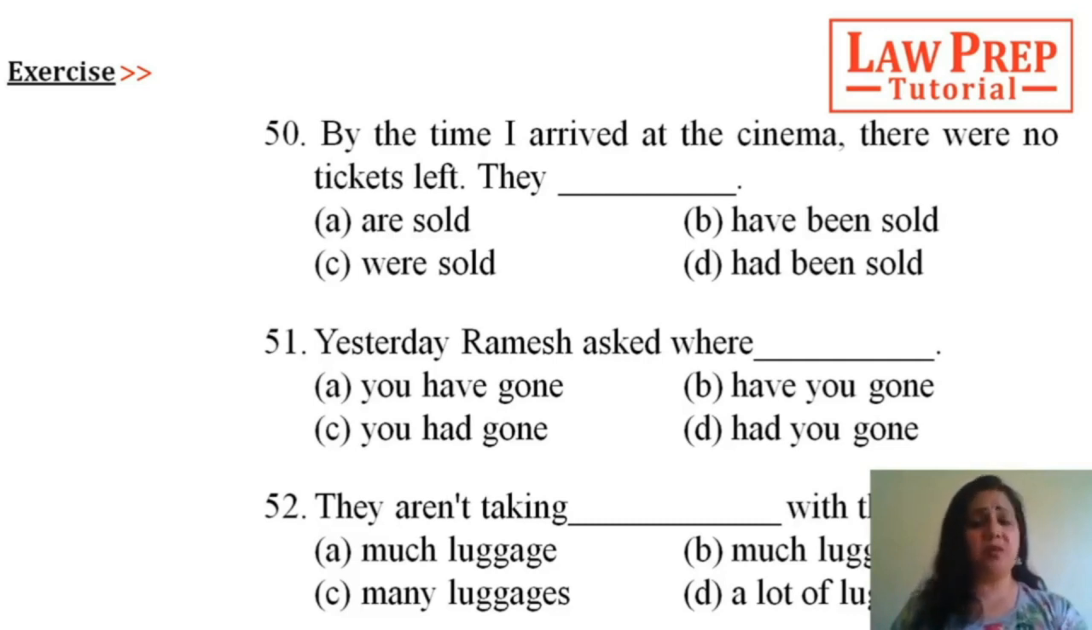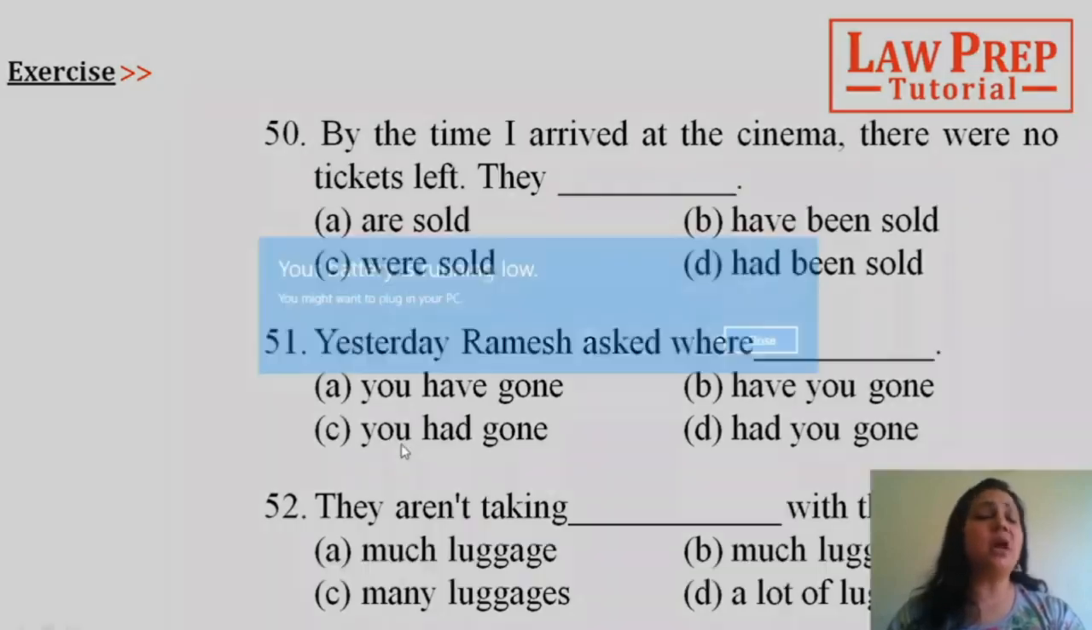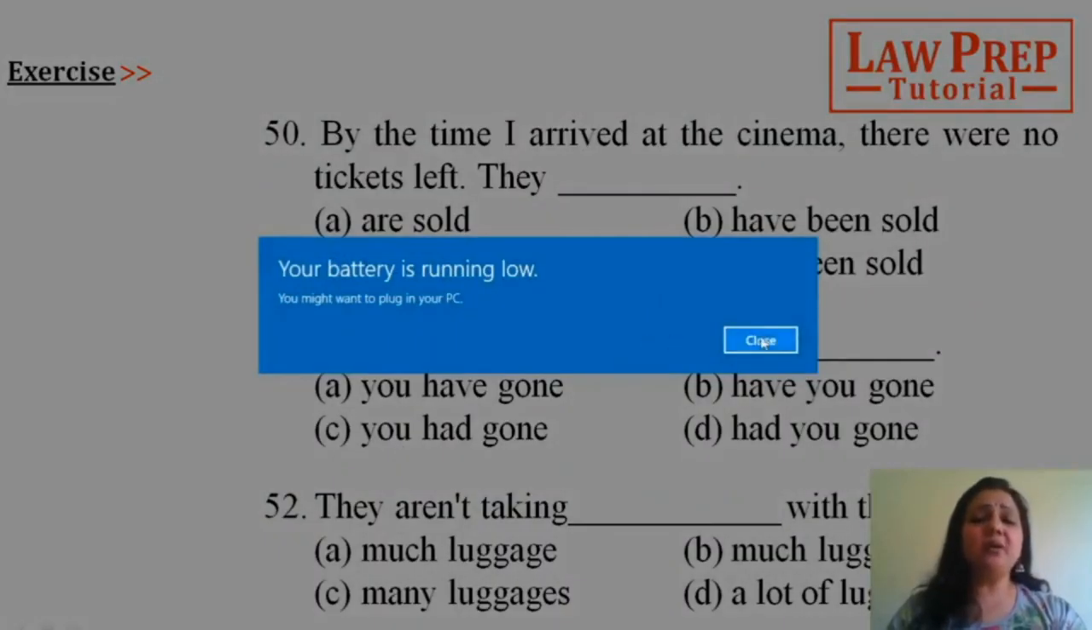There are not many rules. You can easily do the rules. It will be very clear to you once you start doing them. Asked where? Because a WH word will not be followed by a helping verb. So I cross B, I cross D. You're doing it with your marker, marking and highlighting. You have gone or you had gone. Since it's a past tense, that will be the answer. It's reported speech. Yesterday, Ramesh asked where you had gone.